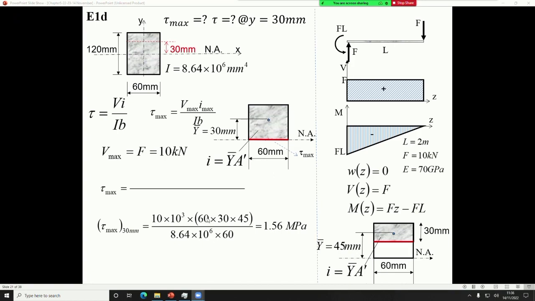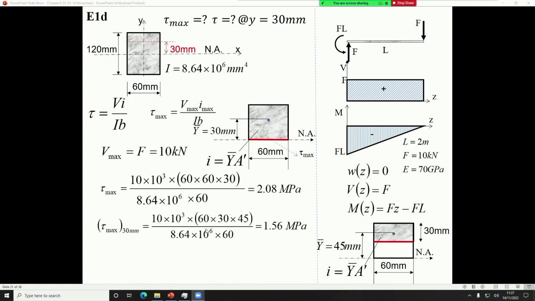So we've got 60 by 60 by 30. Here we've got the area of this gray region, 60 by 30, and this is located at the distance of 45, the centroid of this gray region. Now we moved it to the neutral axis, so we've got the maximum shear stress acting is 2.08 megapascals.